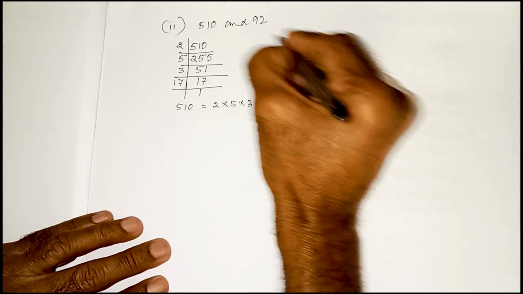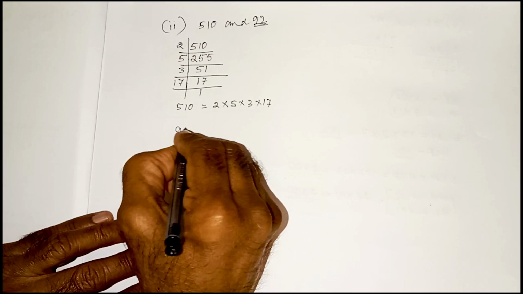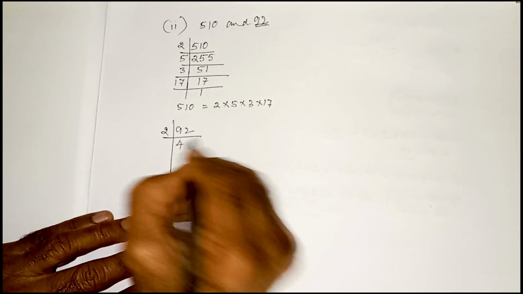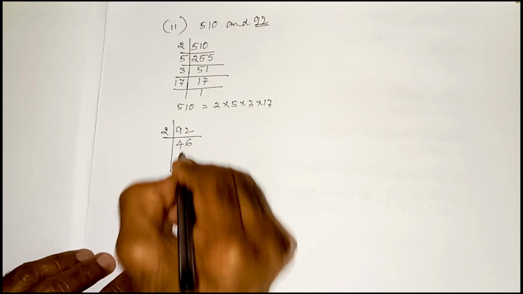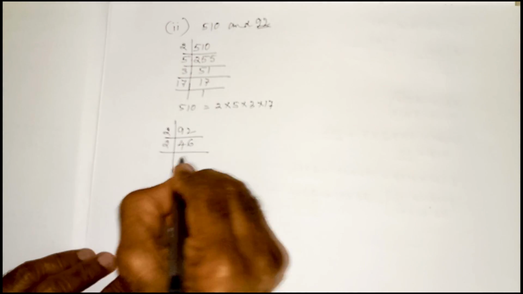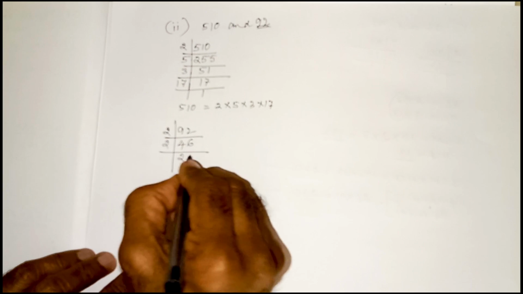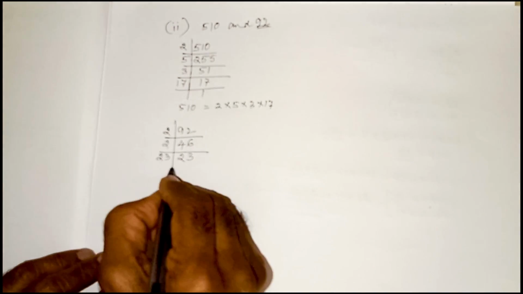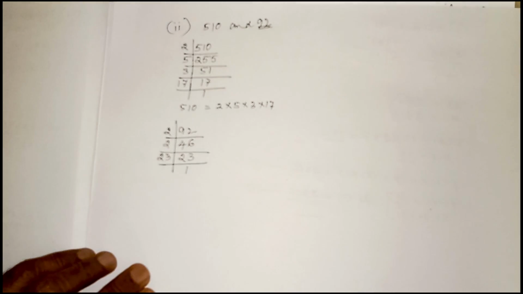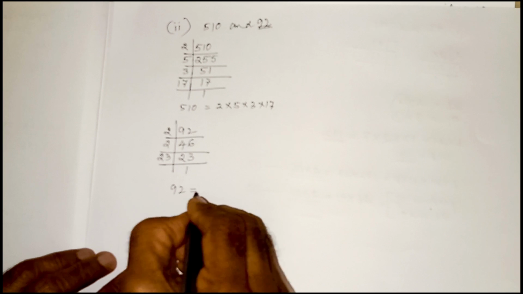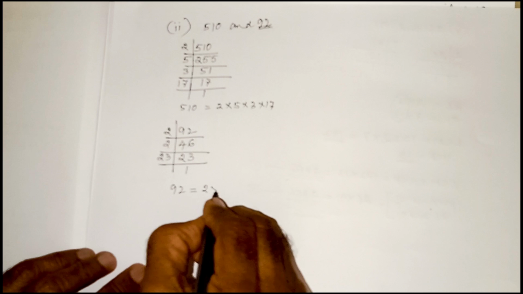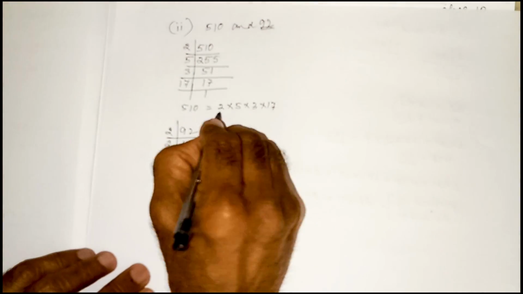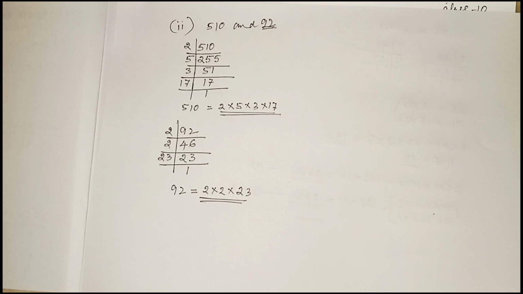Second is 92. For 92, again you have to try the same way. Put the blocks like this. Try with 2. 2 into 4 gives you 8. We have 12. 2 into 6 gives you 12. Try again with 2. 2 into 2 is 4. 2 into 3 is 6. You get 23. 23 does not have factors, so it has only one. 23 into 1. Therefore, the factors of 92 are 2 into 2 into 23. This is the set of factors we have for these two numbers.